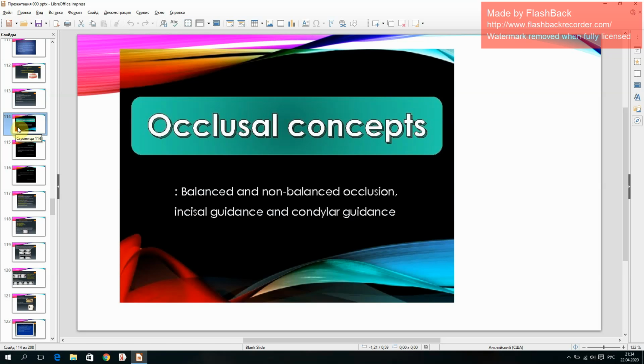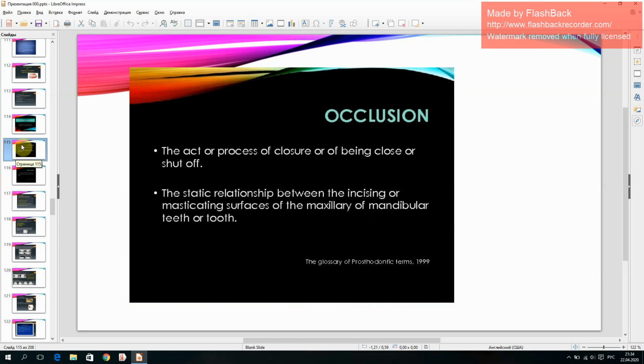Occlusal concepts: balanced and non-balanced occlusion, incisal guidance and condylar guidance. Occlusion: the act or process of closure or of being closed or shut off. The static relationship between the incising or masticating surfaces of the maxillary or mandibular teeth or tooth analogs.